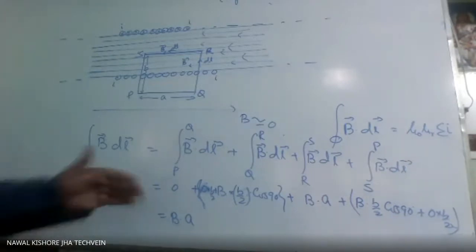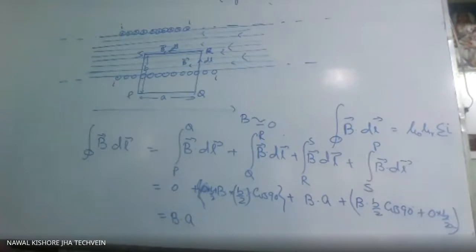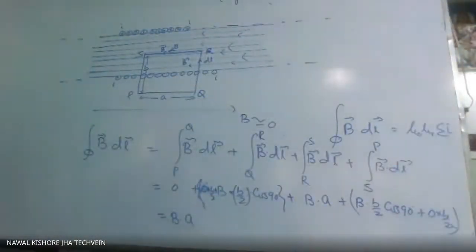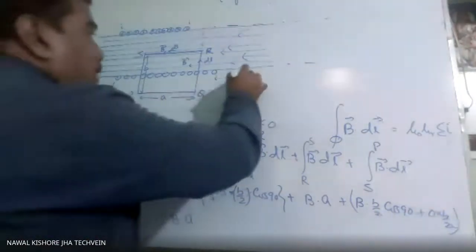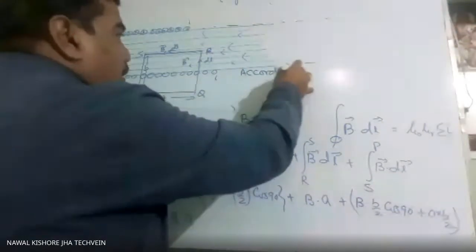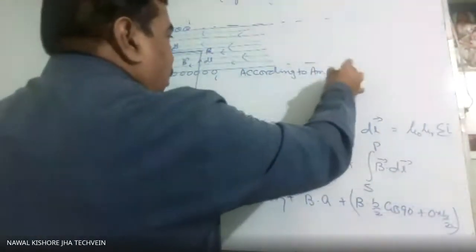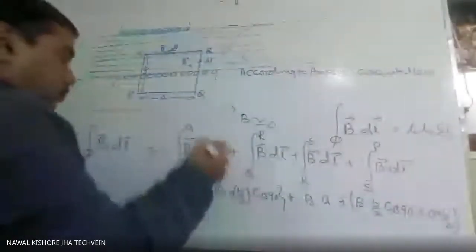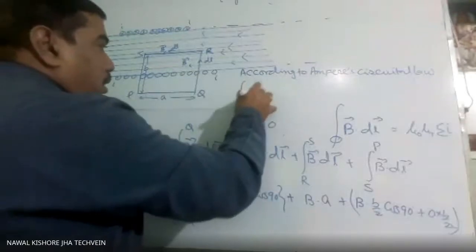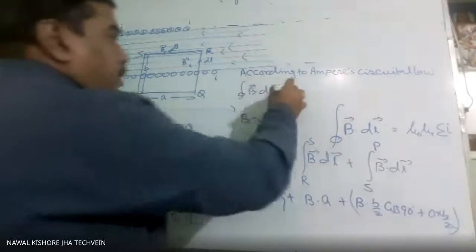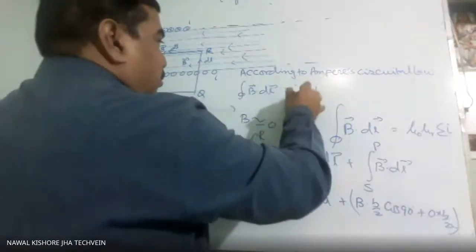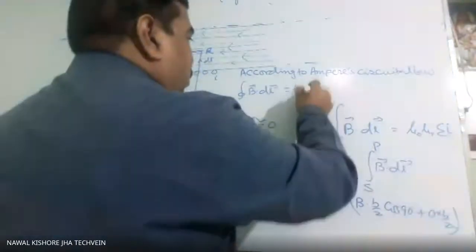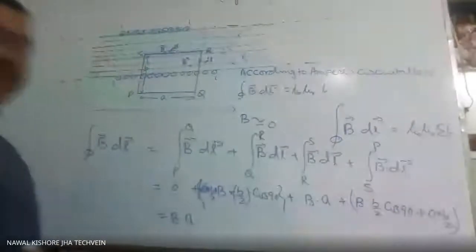Now if you want to apply Ampere's circuital law, what is it? This must be equal to mu naught mu r summation of I. If only air is there, then mu naught only. So according to Ampere's circuital law, what can we write? It will become mu naught summation of I with air. If another medium, then mu naught mu r you can write. So the general formula, we can say, is summation of I.